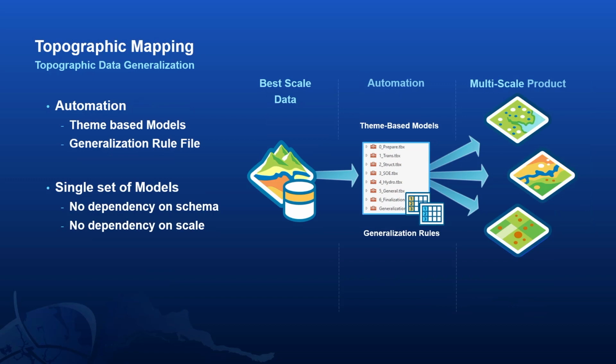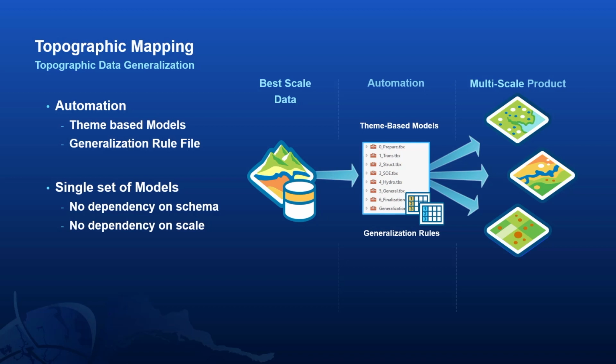Topographic data generalization. Production and defense mapping provide tools to generalize data to multiple scales. The process takes in the best scale authoritative data, and it's processed through theme-based models for generalization. These models use the schema and the metrics defined in the generalization rule file.